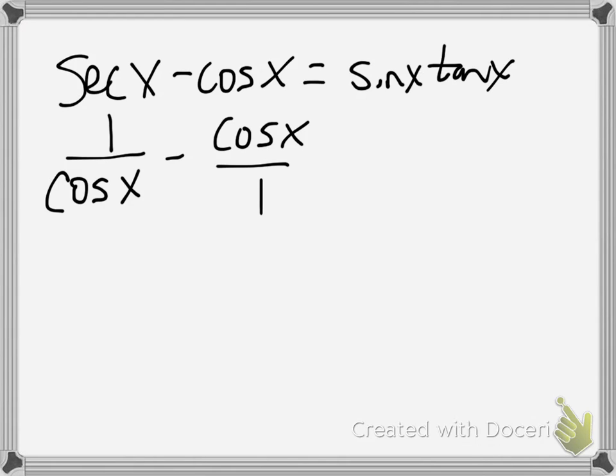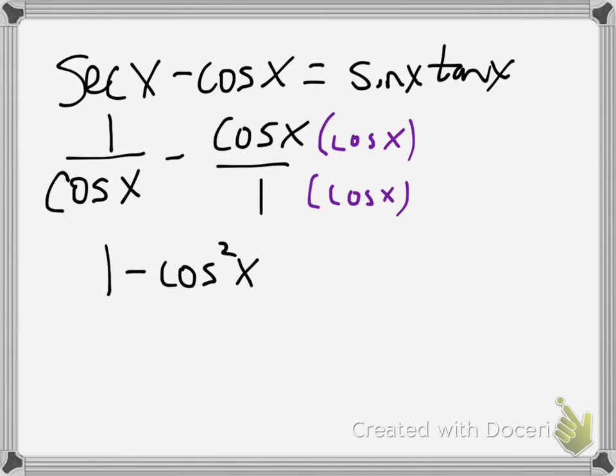Okay, now let's do some algebra. Let's go back a couple sections from our packet, and let's get a common denominator, and let's subtract these two fractions and make one fraction out of it. So to get a common denominator, if I take the right fraction and I multiply top and bottom by cosine x, now I get 1 minus cosine squared x over cosine x. Okay, so far so good.